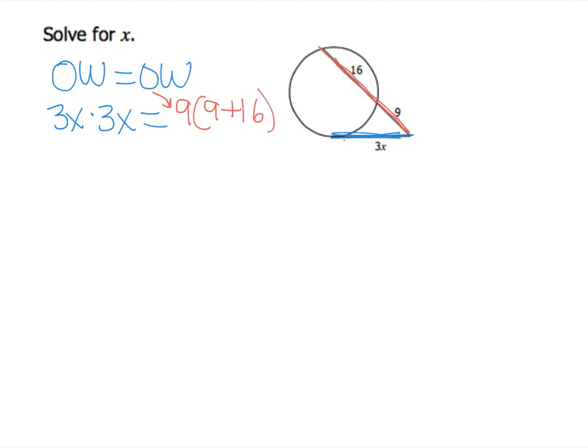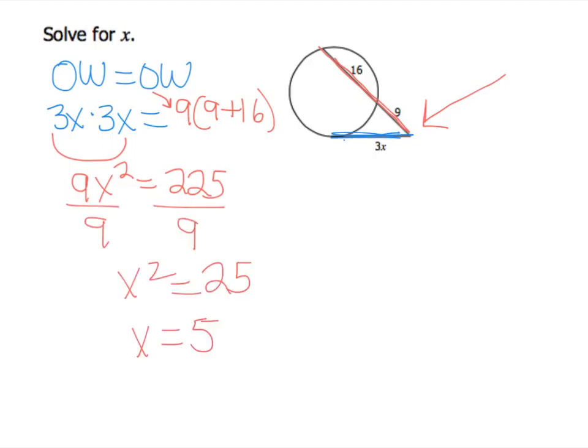This is the rule when it is outside the circle. Let's multiply and solve the equation. We get 9x squared is equal to 225. Let's solve for x, and we get x is equal to 5.